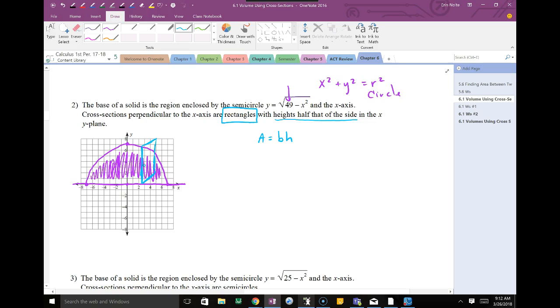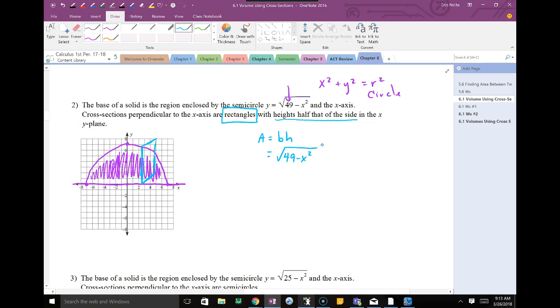Okay, so what is the length of my base? What is this base length? Okay, so this height is going to be the square root of 49 minus x squared, right? So that's your base. Okay, so my base is the square root of 49 minus x squared.